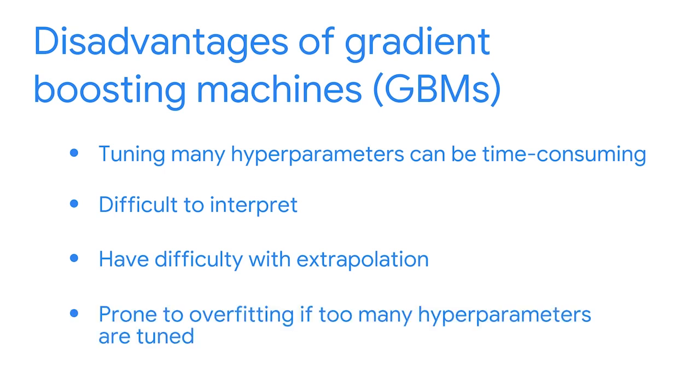Finally, GBMs are prone to overfitting if not trained carefully. Usually, this is caused by tuning too many hyperparameters, which can result in the trees growing to fit the training data, but not generalizing well to unseen data.